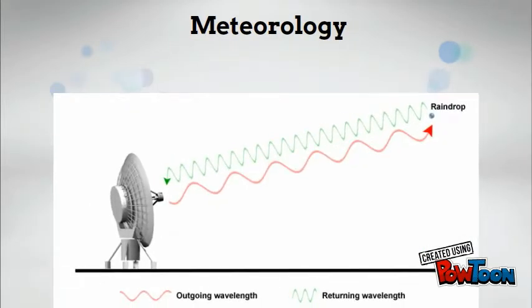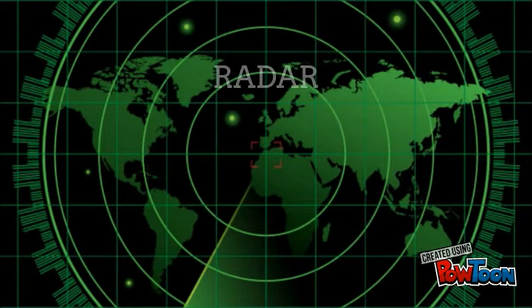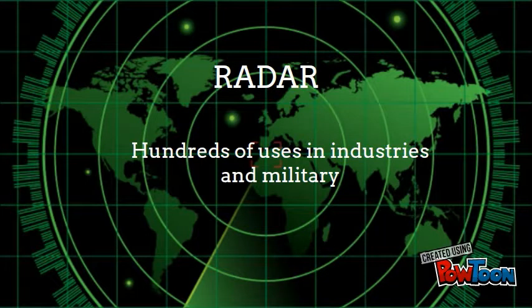Meteorologists use radar to monitor precipitation and wind. It has become the primary tool for short-term weather forecasting and watching for severe weather such as thunderstorms, tornadoes, winter storms, precipitation types, etc. Hence, radar found various important applications in various industries as well as military.